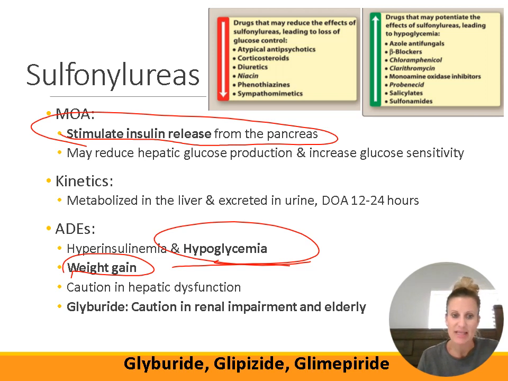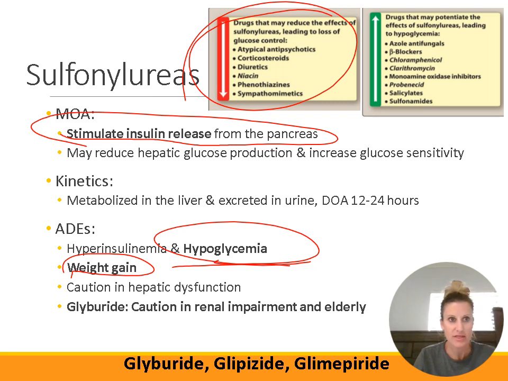Sulfonylureas, because they are metabolized, caution in hepatic dysfunction. If you look up here at the top, you can see that there are various drug interactions that occur. So you can see drugs that decrease the effects of sulfonylureas, which means they're going to lose their effect and patients are going to have high blood glucose.